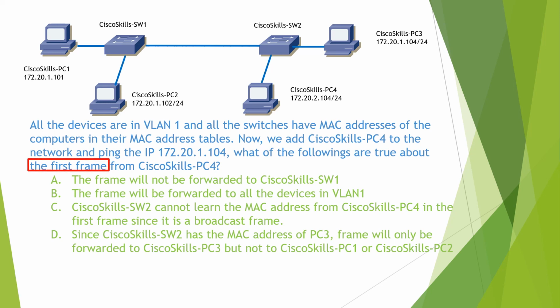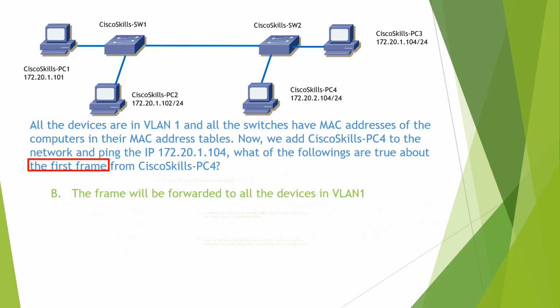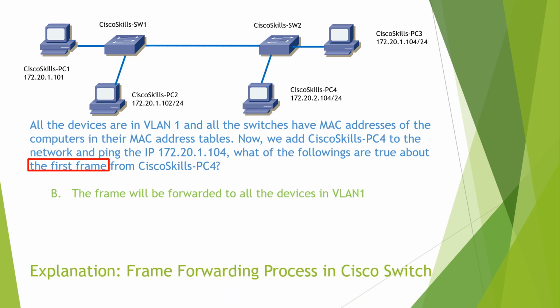As you know, in order to ping the IP 172.20.1.104, PC4 has to find the MAC address associated with the IP. In order to do that, it has to send the ARP request frame, which is a broadcast frame. Therefore, the answer for this question is B. You can find the detailed explanation for this question in the video, Frame forwarding process in Cisco Switch.